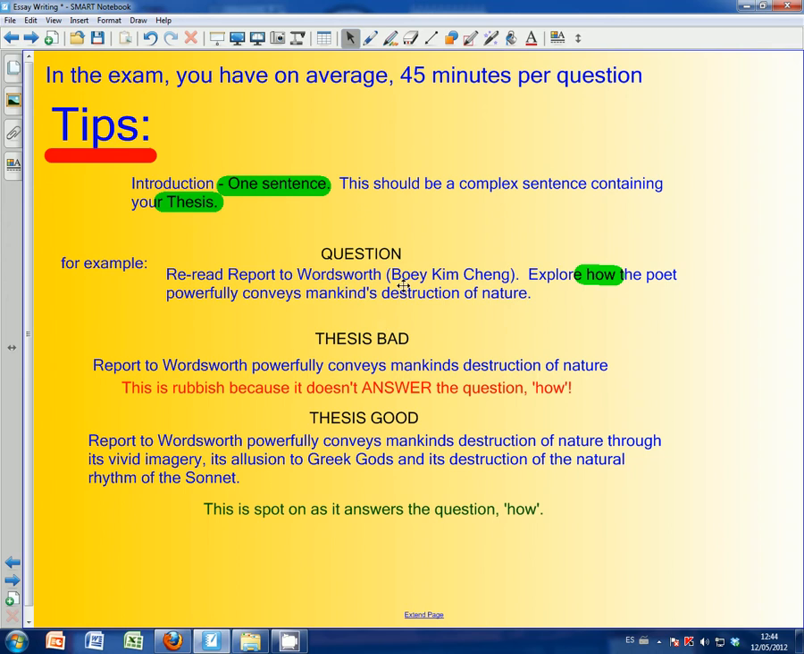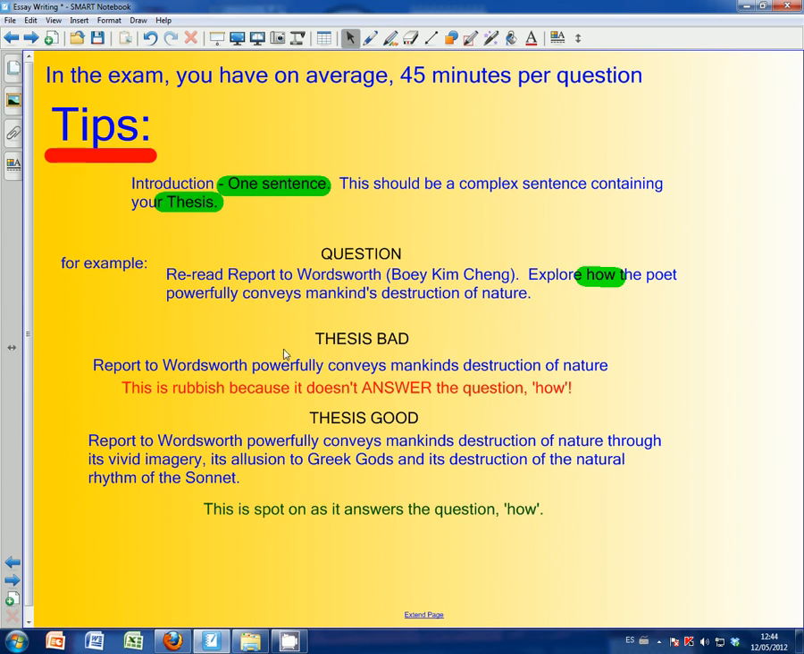So let's have a look at what this means. We'll look at a question, and we'll have a look at a bad thesis and a good thesis. So a question that could well come up in the exam is on Report to Wordsworth here, on Cheng's poem, and it says, explore how the poet powerfully conveys mankind's destruction of nature. I've highlighted the word how because I think that's the most important word in this question. That's what we're looking to show. What techniques does he use to powerfully convey this theme?